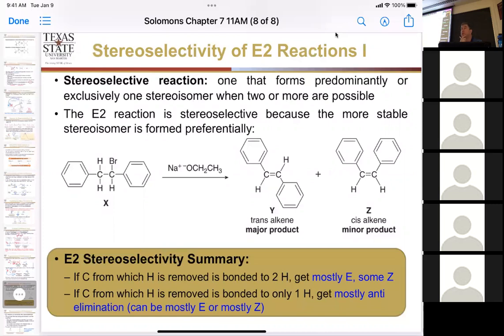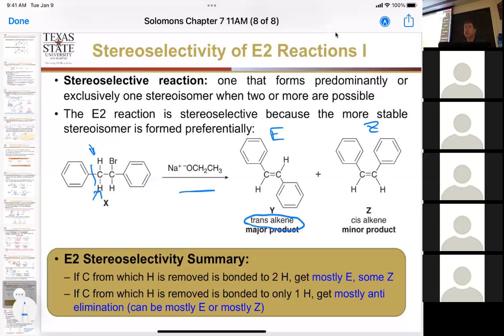E, because you want the two large groups opposite each other so they're not butting up. So in the case of our stereoselectivity, if we have two big groups like this here, we have an opportunity of creating, eliminating one of the hydrogens will give us one of the isomers, the other hydrogen will give us the other isomer. And because we're using our base and heat, our trans alkene, our E substituted product here is more stable and therefore is our major product. Our Z is less stable and gives us our minor.